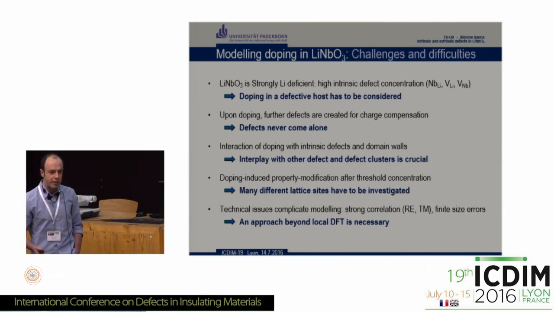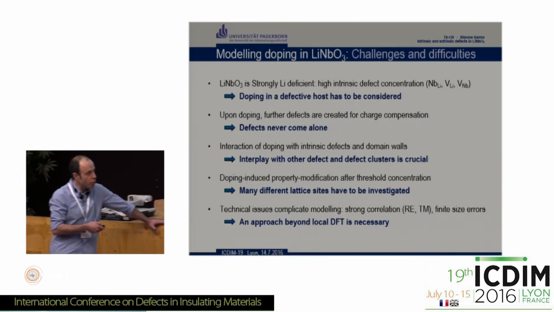But why is it so difficult to model defects in lithium niobate? Why is it more difficult than in other materials? Well, most of all, lithium niobate is strongly lithium deficient, which means you have not to model an isolated defect, but a defect in a matrix of other existing defects, mostly antisites, lithium vacancies, and niobium vacancies. When you introduce a dopant, other defects are automatically introduced by charge compensation, so you have to take them into account. Those defects will interact with each other and also with domain walls, so it is an additional difficulty.